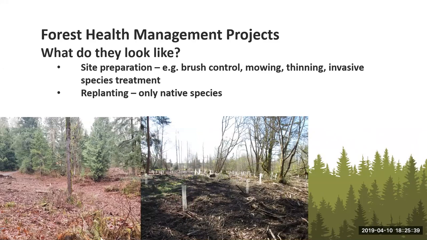And I mentioned replanting. We only plant native species, species whose native range is this part of Washington. And this is a site, again, that was site prepped with a similar treatment. And then all of those white tubes have seedlings in them.